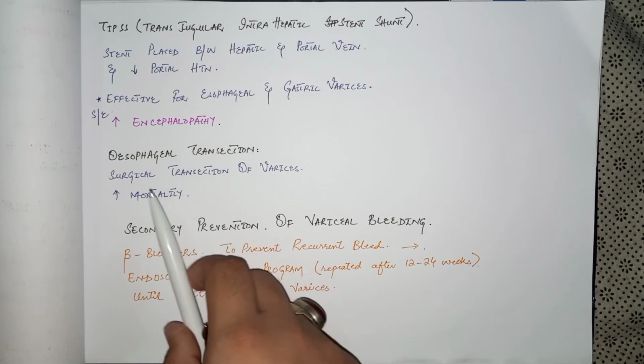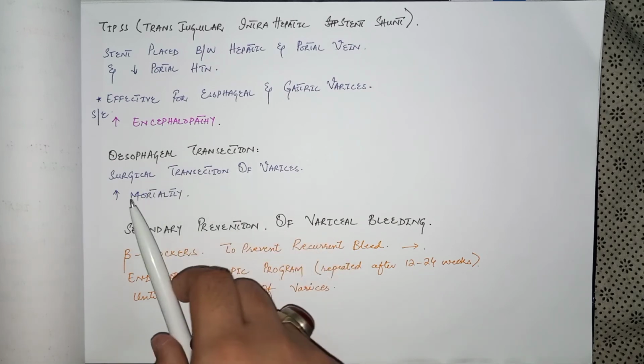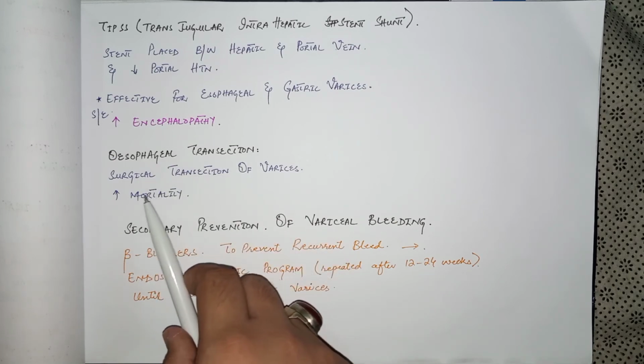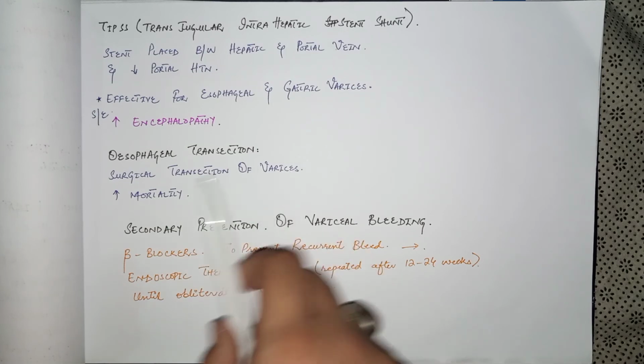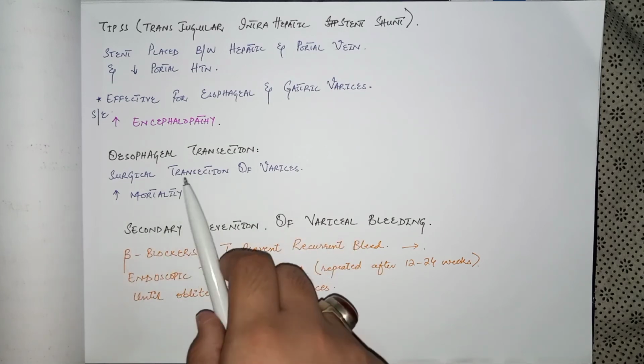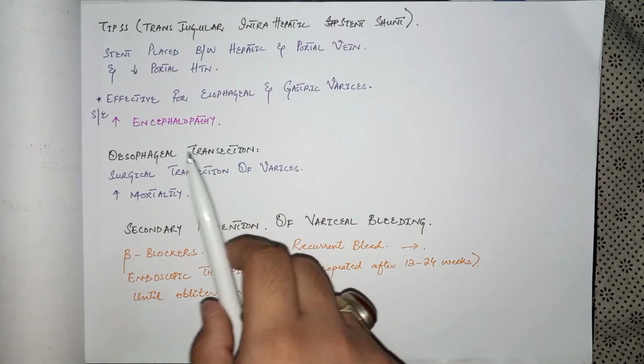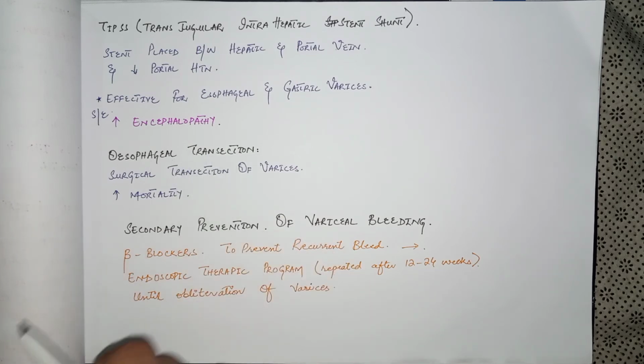Now the last procedure is esophageal transection. In this procedure, surgical transection of varices occurs, but the mortality rate is very high, and this procedure is applied only when all the other procedures have failed.